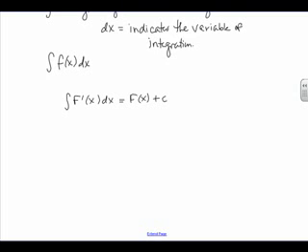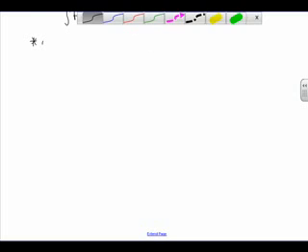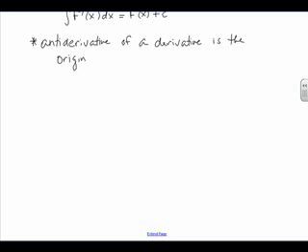So the antiderivative, and this is probably worth writing down so you'll have it to look at, the antiderivative of a derivative is the original function, with the possible exception that the original function and the new function you got after taking an antiderivative of a derivative might differ by a constant. So they possibly differ by a constant.